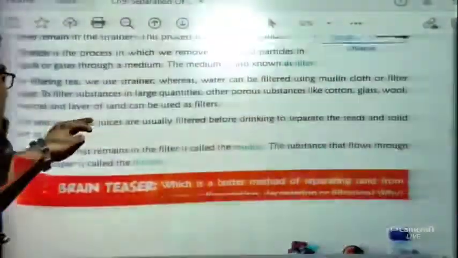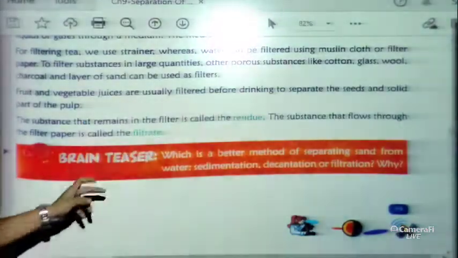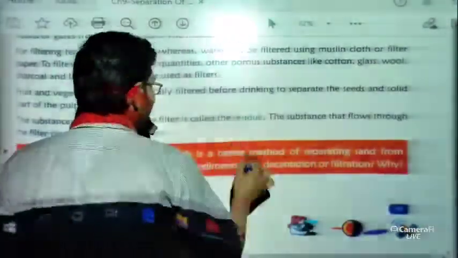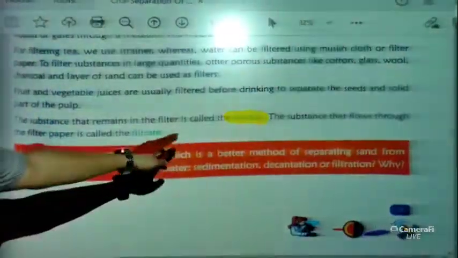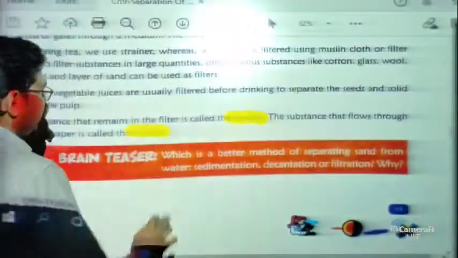All of you have an idea. Now the substance that remains in the filter is called residue. Very important: the substance that remains in the filter is called residue, and the substance that flows through the filter is called the filtrate. Okay.